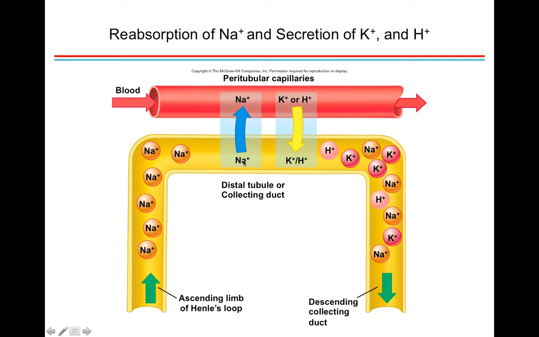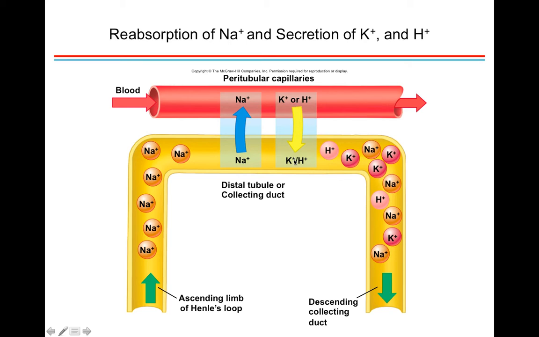These can be transported out into the peritubular capillaries, and to maintain an electrostatic balance of ions, when a sodium ion goes in, a potassium or hydrogen ion is going to come out. So basically, there's an exchange to keep the net electrostatic charge equal. You're bringing in a positively charged molecule, so you've got to get rid of a positively charged molecule.